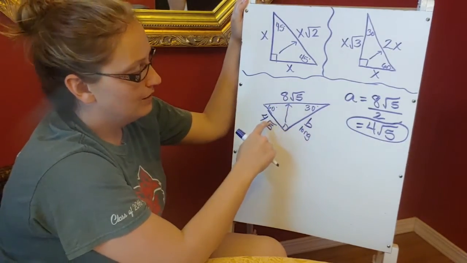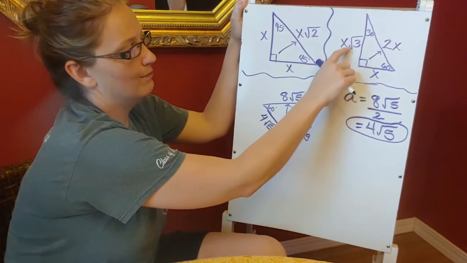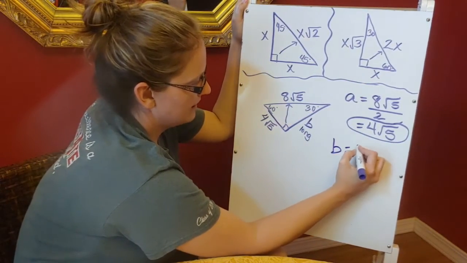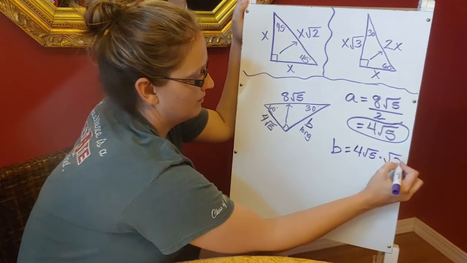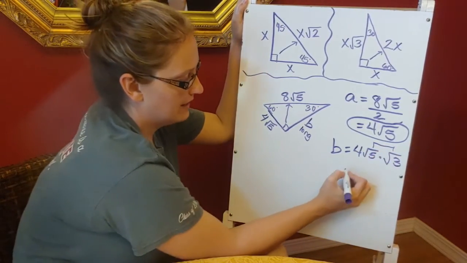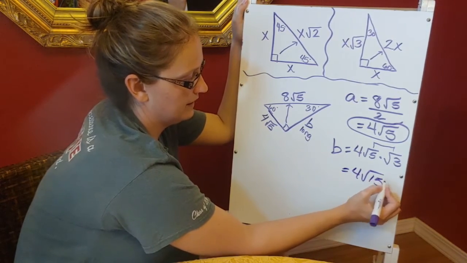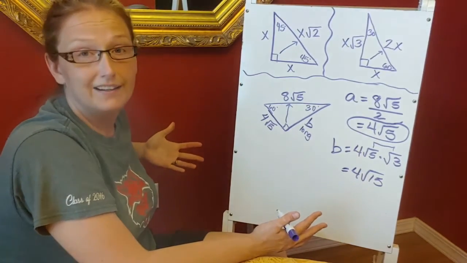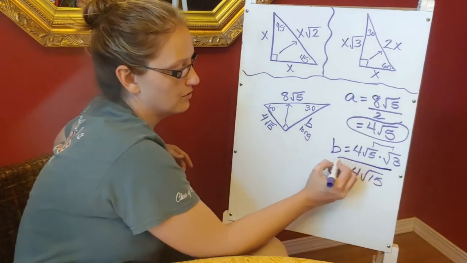So now if I'm looking for my long leg, if I know what my short leg is, to get to my long leg, I'm multiplying by the square root of 3. So to find B, I'm going to take 4 square root of 5, which is my short side, and I'm going to multiply it by the square root of 3. I'm going to multiply these two radicals right here to get 4 square root of 15. Now, square root of 15 doesn't simplify. There's not any perfect squares that will go into 15, so I can just leave it as 4 square root of 15.